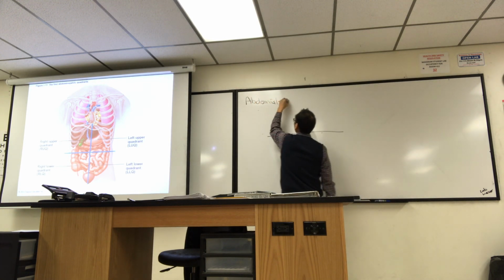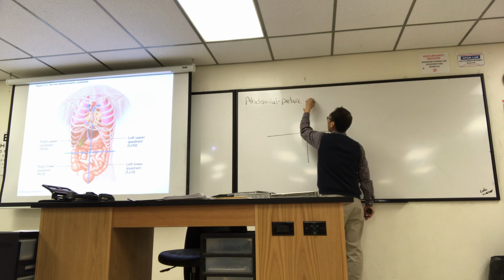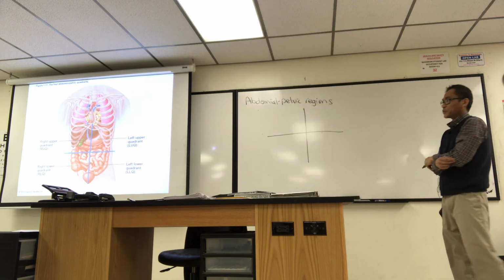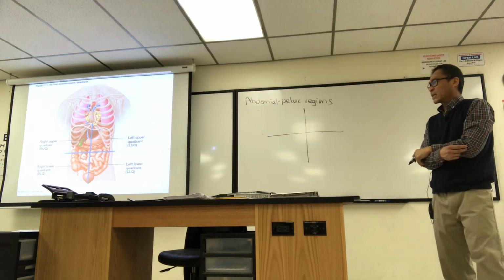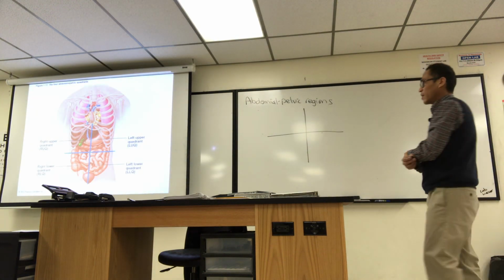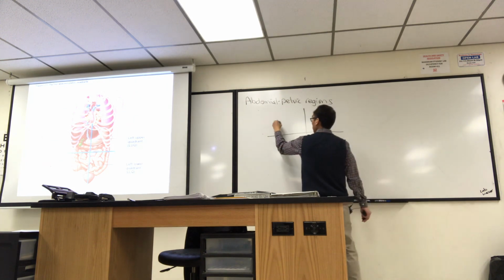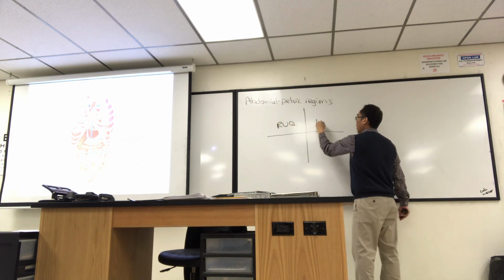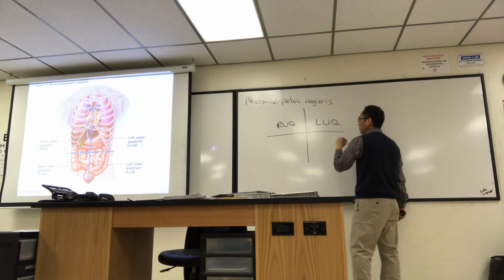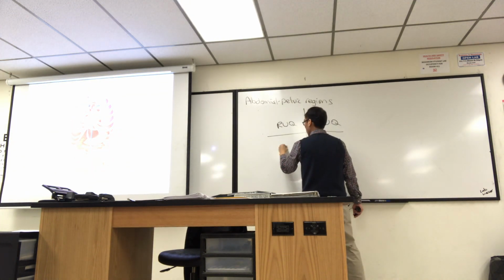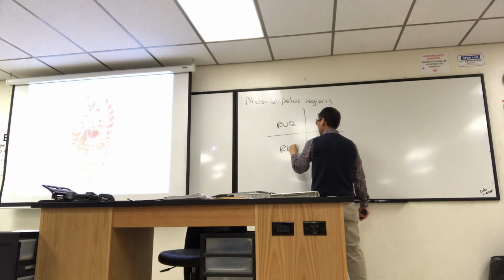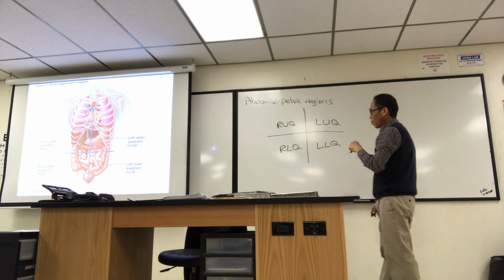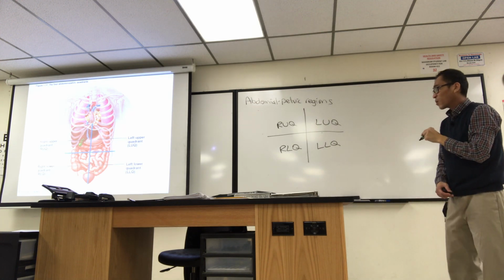Abdominal pelvic regions. And they have the organs pictured underneath there so you can see what's basically there. And I'll just go with the abbreviations. RUQ for right upper quadrant, LUQ for left upper quadrant, and then RLQ, LLQ for right lower quadrant, left lower quadrant.